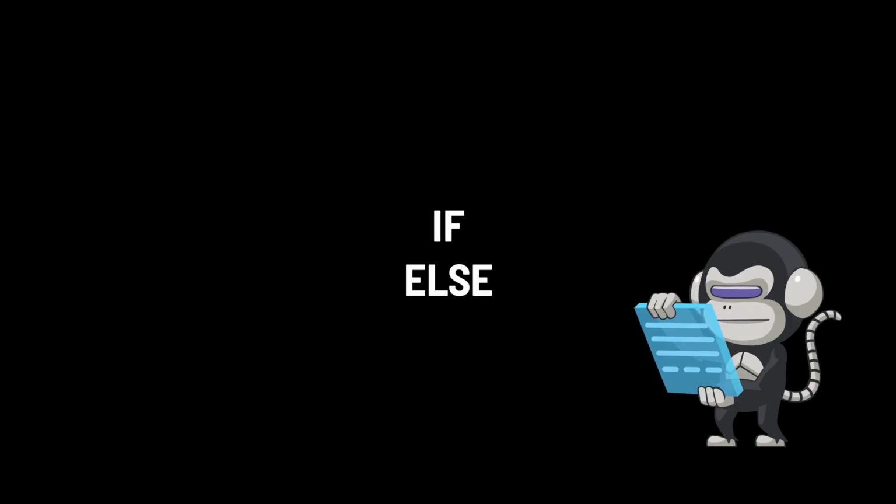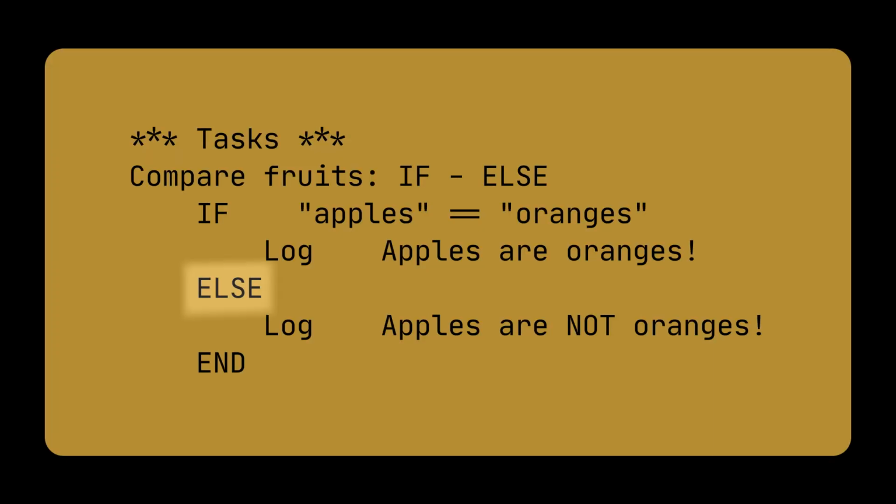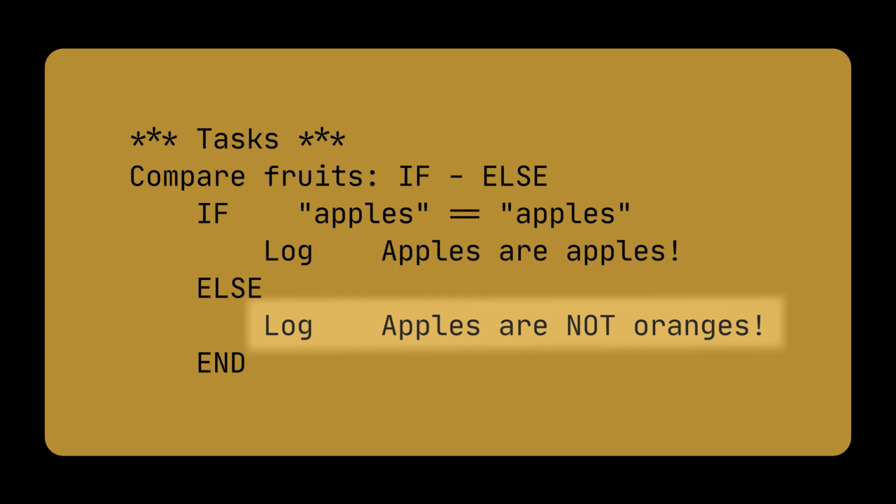If else. This task uses the ELSE construct to execute logic in case the if condition is not true. The execution continues inside the body of the else construct only if the if condition is not true. Since apples are not oranges, this task will log apples are not oranges. If we change the if condition so that it is true, the execution continues inside the if construct body. The execution will not continue inside the else construct body since the if condition was true.